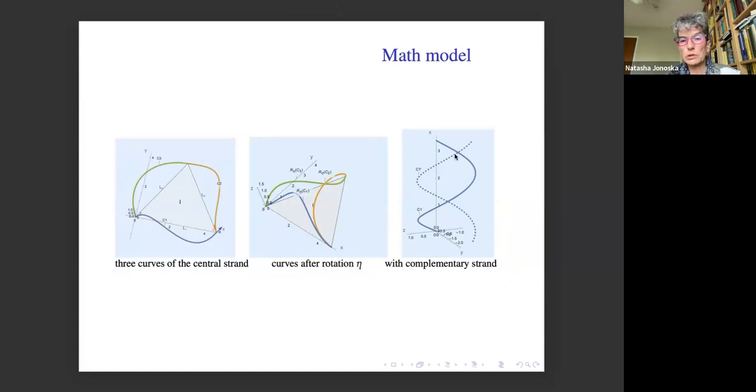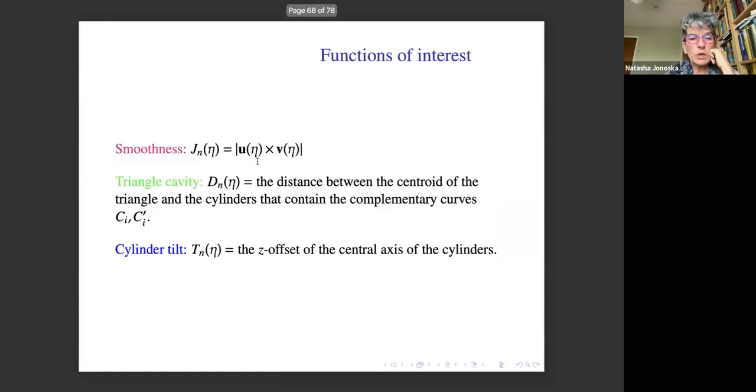Of course, you can introduce the complementary strand at that hole. But if this is one curve, for example, for the central strand, if I rotate, I will get another position of the central strand. So we measured the central strand, we looked at the smoothness, we looked at the triangle cavity between the cylinders, and also the cylinder tilt, because the cylinder has to offset out of the plane in order to get the three-dimensional structure.